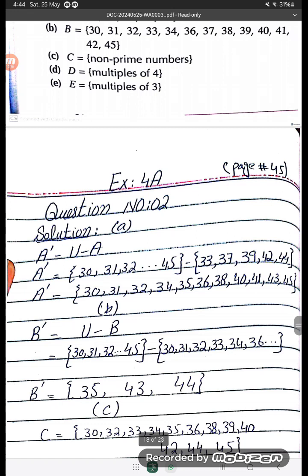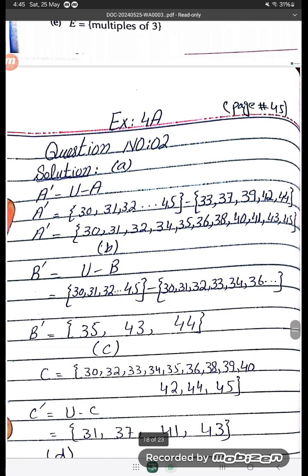B complement is the universal set minus B. The universal set is 30 to 45, and set B is 30, 31, 32 to 36 and so on. 30 minus 30, the answer is 0. 31 minus 31, the answer is 0. 32 minus 32, the answer is 0, and so on. There is no 35 in set B, so 35 comes in the B complement. 43 does not occur in set B, and 44 also does not occur in set B.